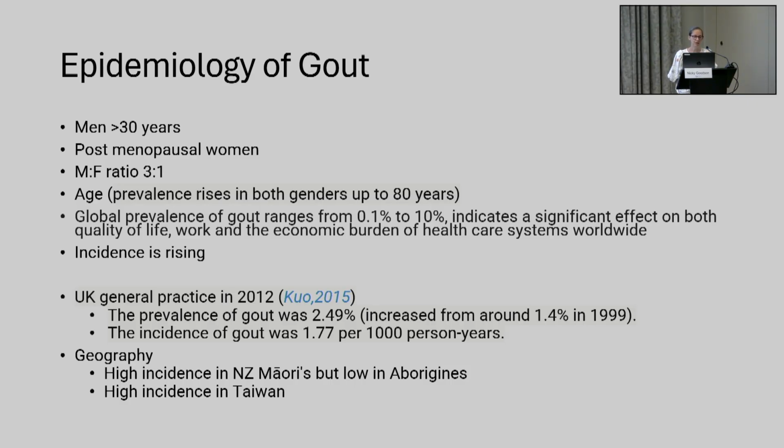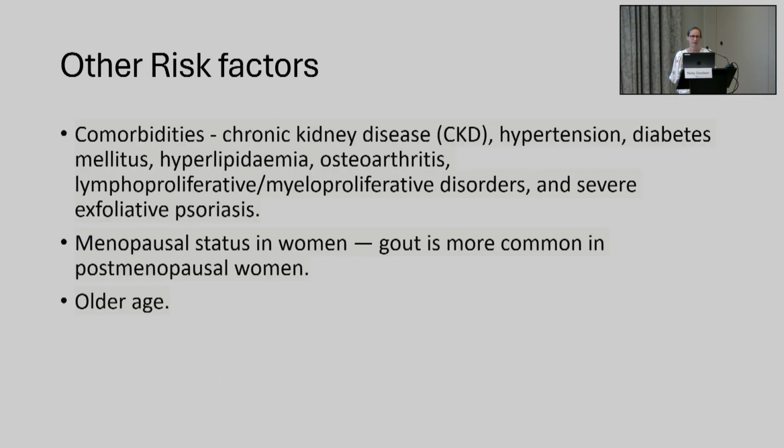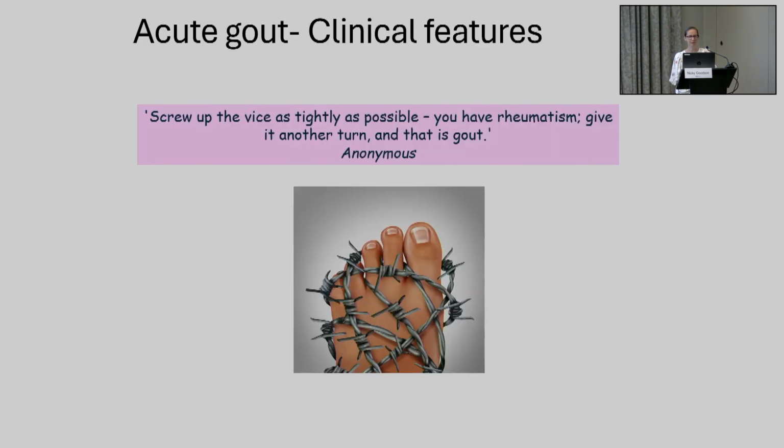1999 to 2012. And there's geographical variation, so there's a very high incidence in the New Zealand Maoris, but a lower incidence in Aborigines. And there's a very high incidence in Taiwan. Other risk factors are important and probably go largely to explaining the higher prevalence of gout. So we've got CKD, the cardiometabolic risk factors, osteoarthritis, lymphoproliferative, myeloproliferative disorders, and severe exfoliative psoriasis. And postmenopausal status in women is really important, and obviously the prevalence of gout gets higher as we get older.